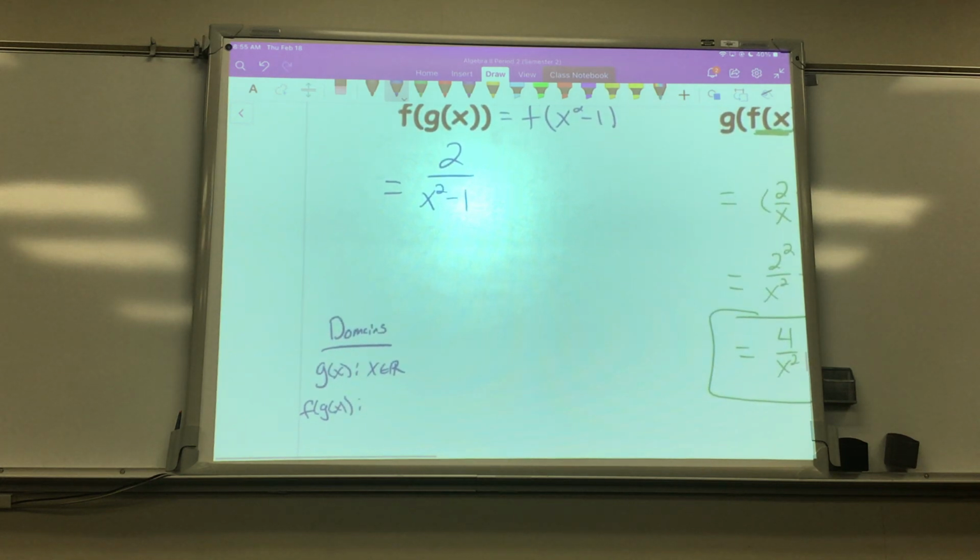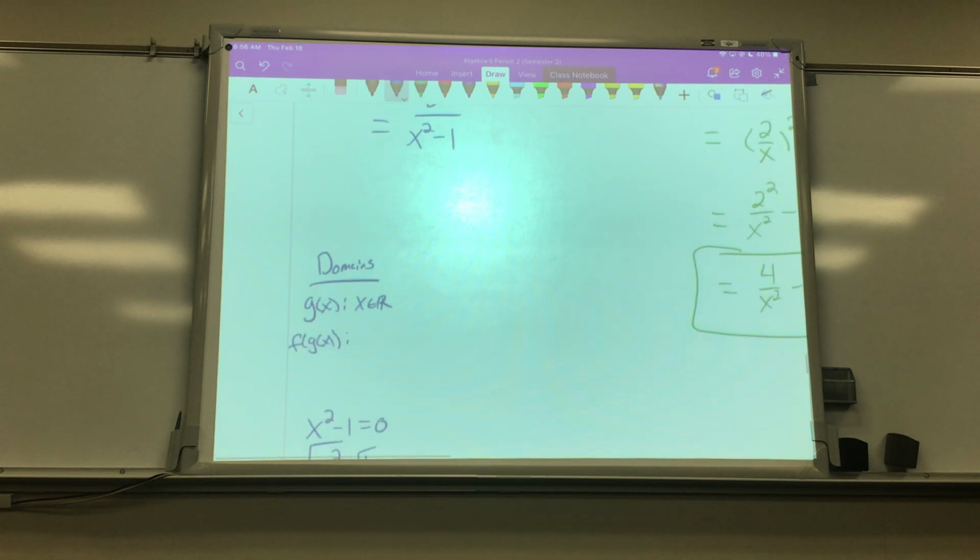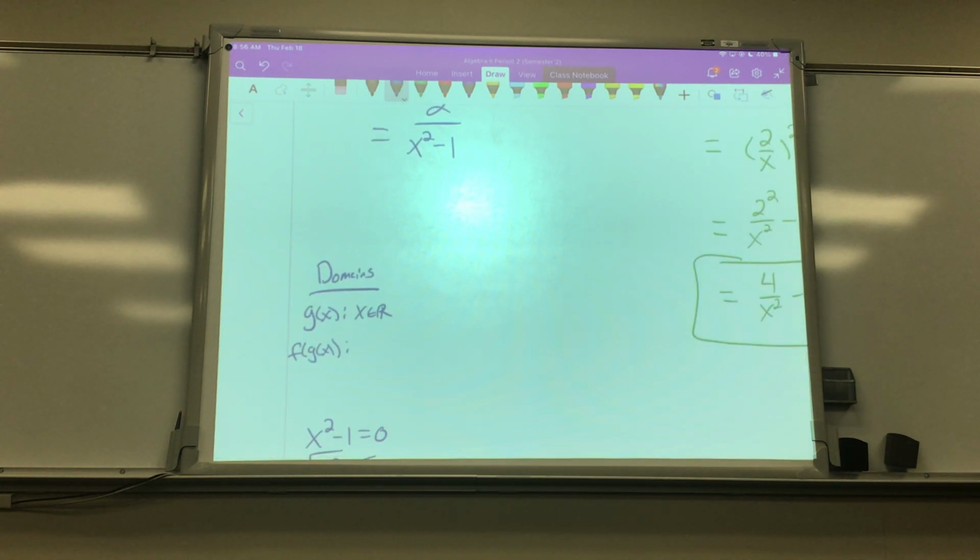So if there's that variable in the denominator, you take that and set it equal to 0, correct? And then solve. So x squared equals 1. You square root that. x is equal to plus or minus 1. So the domain for that composition is I can include everything except for plus or minus 1, right?